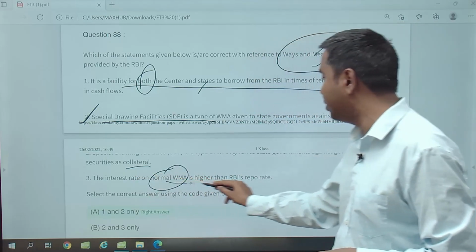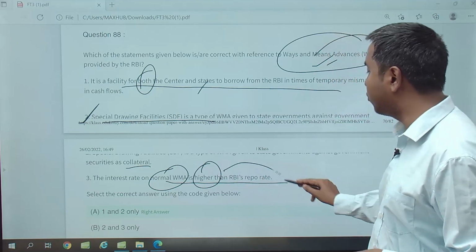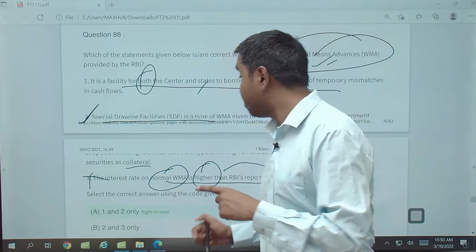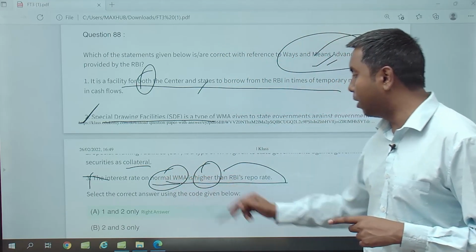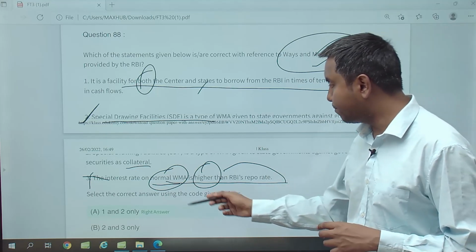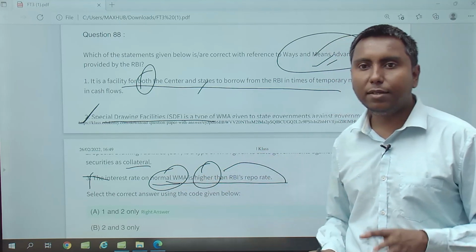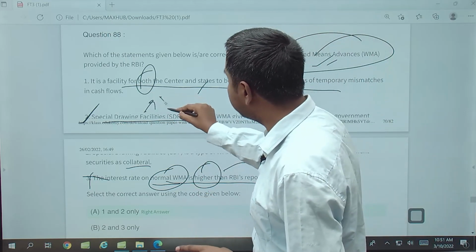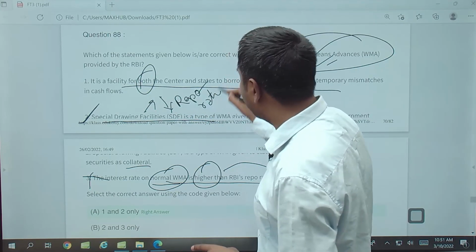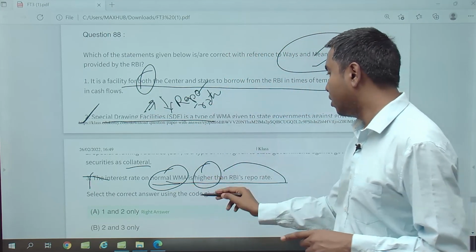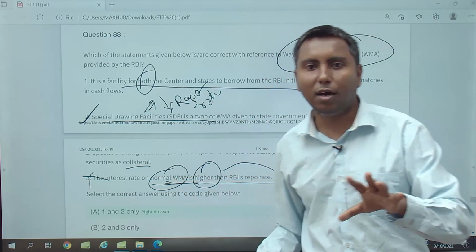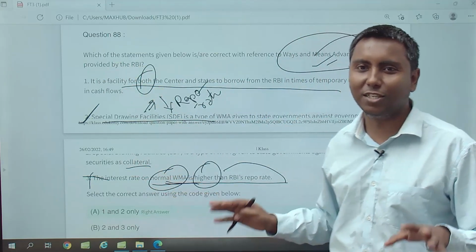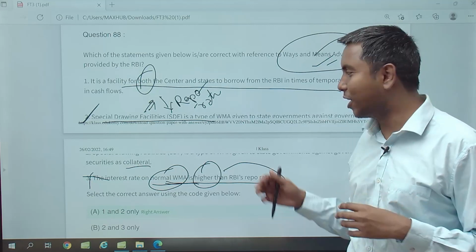The interest rate on normal ways and means advance is higher than RBI's repo rate. This is what this statement says, but this is incorrect. It is equal to RBI's repo rate. So if a state wants to borrow from RBI under normal WMA, they will have to pay interest at the repo rate. The rate for SDF is less than the repo rate. For normal WMA, it is equal to the repo rate. It's normal, there is nothing abnormal. So it's the same as the repo rate. This way you can remember it.